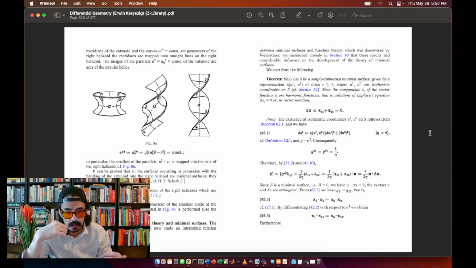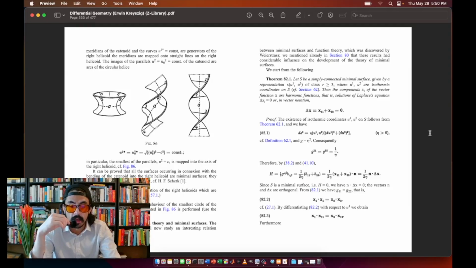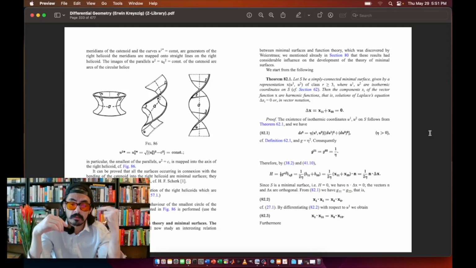And continuing on from theorem 82.1, then the components x sub I of the vector function x are harmonic functions. That is, solutions of Laplace's equation. Del of x sub I, that's a delta, but we're saying that it's the Laplacian operator. So we have del of x sub I equals 0, or in vector notation, del of the vector x is equivalent to x sub 1,1 plus x sub 2,2 equals 0.